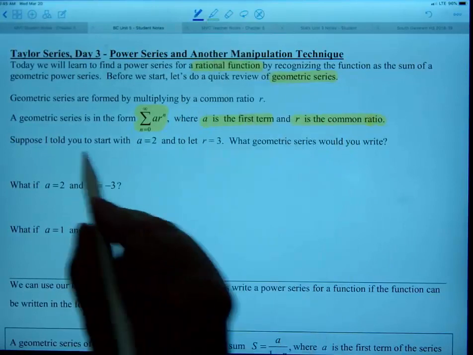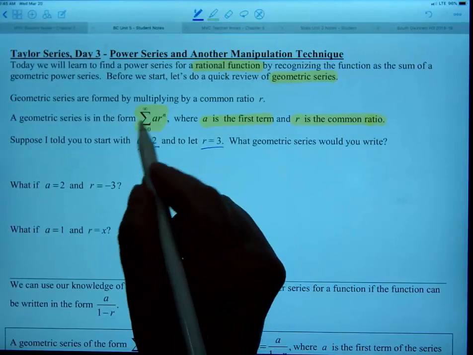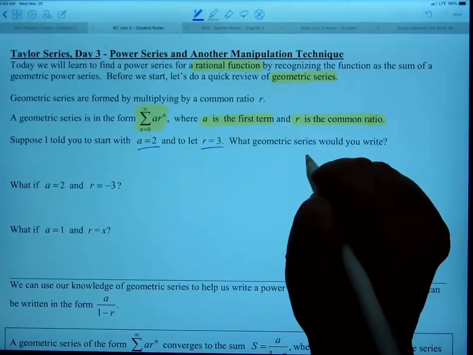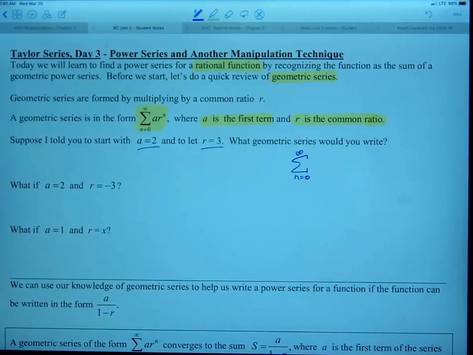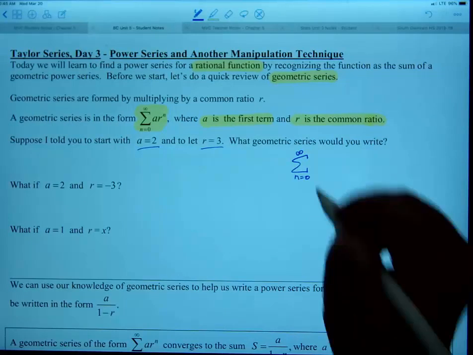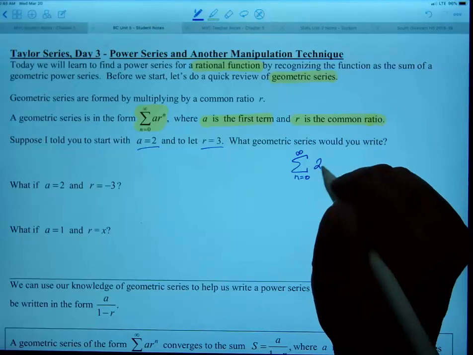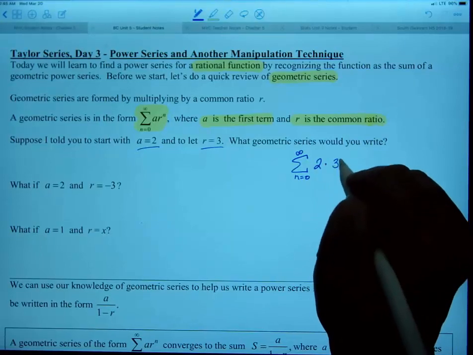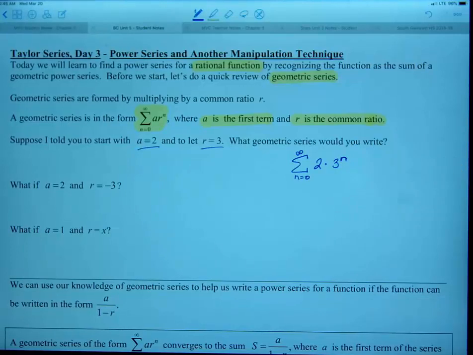So, suppose I told you to start with a equals 2 and r equals 3. How would you write this series using those numbers? Well, you would write n equals 0 to infinity with a sigma. And then what would you write? What comes next? 2 times 3 to the n. Done. Okay? So if you know what a is and you know what r is, you can quickly write the series.